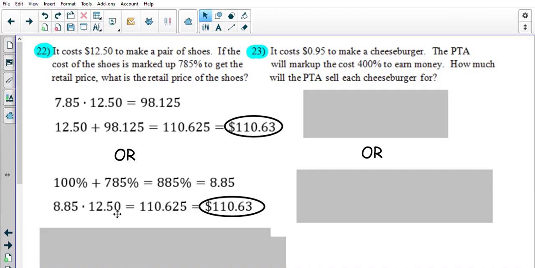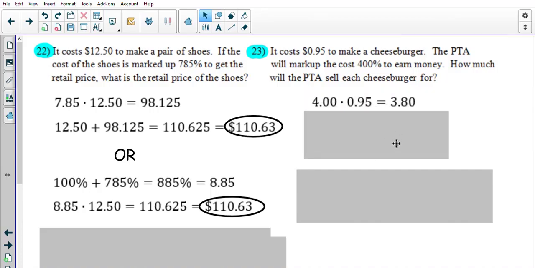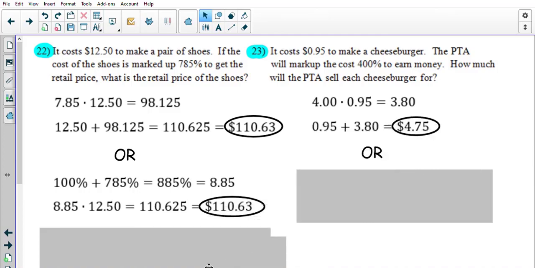I like the second method because I think it's a little easier, a little simpler, but both will work. Number 23, it costs 95 cents to make a cheeseburger. The PTA will mark up the cost 400% to earn money. How much will the PTA sell each cheeseburger for? 400% as a decimal is 4, or 4.00, times 0.95 is 3.80. So that's how much they're going to mark it up. But again, we need to add the 95-cent original price. 95 cents plus $3.80 will get us $4.75.